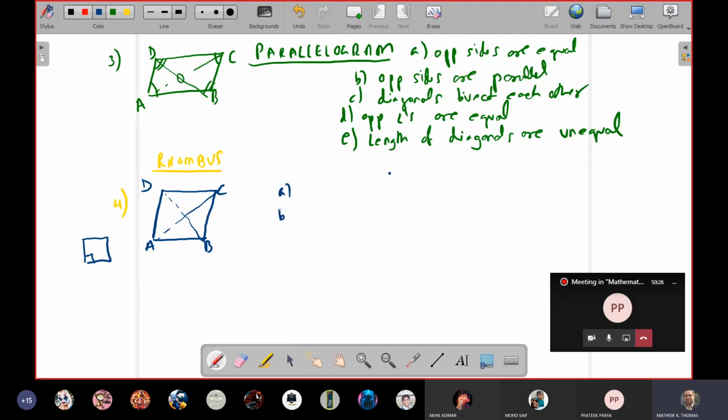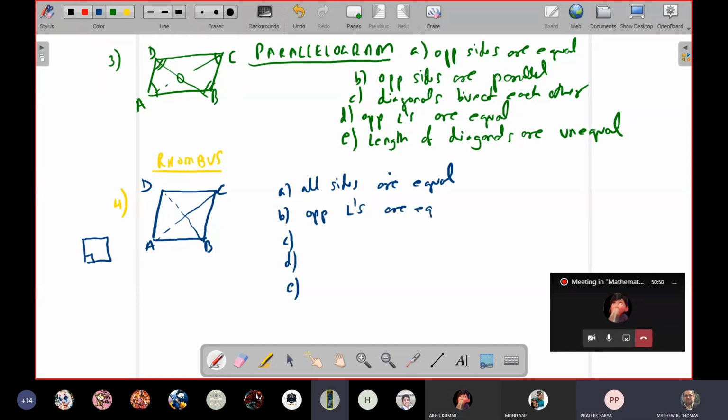But what is the difference between a parallelogram and a rhombus? In a parallelogram, only opposite sides are equal, but in a rhombus, all sides are equal. Just like a square, all sides are equal. But here, all angles are not 90. Are all angles equal? No, not all angles, only opposite angles.